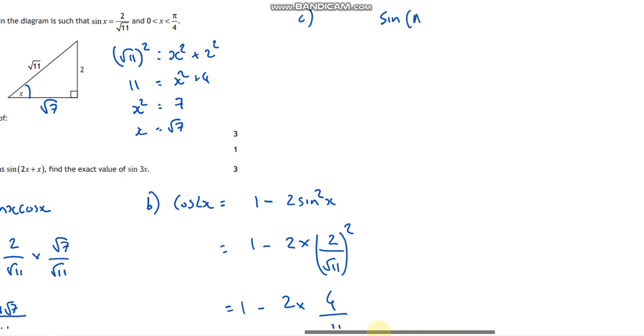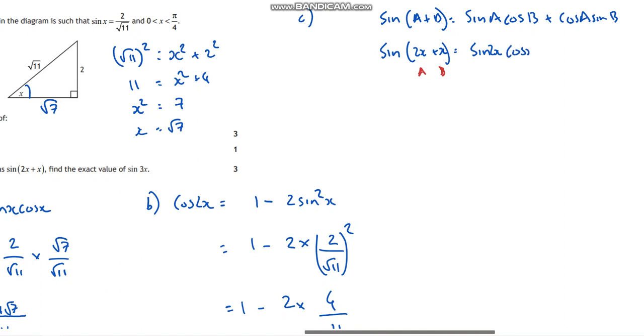Sine of a plus b is equal to sine a cos b, and for these it's plus cos a sine b. Okay, so that's given at the front of your sheet. And this is saying, well, you've got sine of 2x plus x. So my a is 2x, and my b is x. So let's sub that in then. So I've got sine of 2x cos x plus cos of 2x sine x.